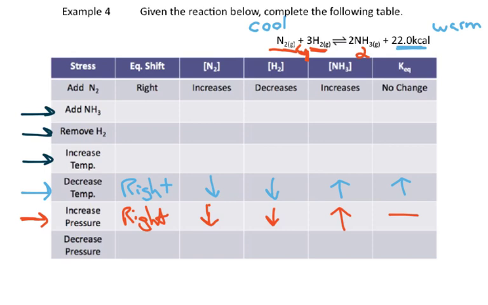The exact opposite stress, a decrease in pressure, will cause us to shift to the side with the most moles of gas. That would be the left side. A shift to the left will cause those substances on the left to have their concentrations increase. The N2 and the H2 will increase. Substances on the right will have their concentrations decrease. That's the NH3. And again, since this is not a temperature change, KEQ will not change.